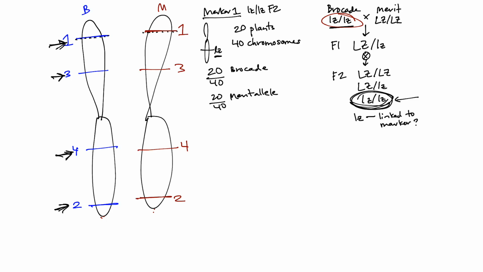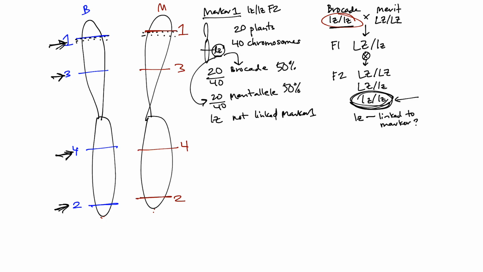So 50% of the time, little LZ is sticking with Brocade, and 50% of the time, little LZ is associating with Merit. Since that's exactly 50-50, that means that LZ is not linked to marker 1. It can freely or independently associate with either version of marker 1, regardless of what parent LZ originated from. And we know it originated from the Brocade parent.